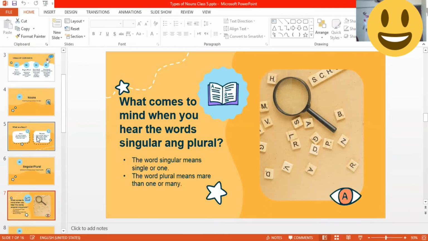And plural means more than one or many. More than one can be two, three, 400, as many as you want, but it has to be more than one. Okay? So singular means one, plural means more than one.